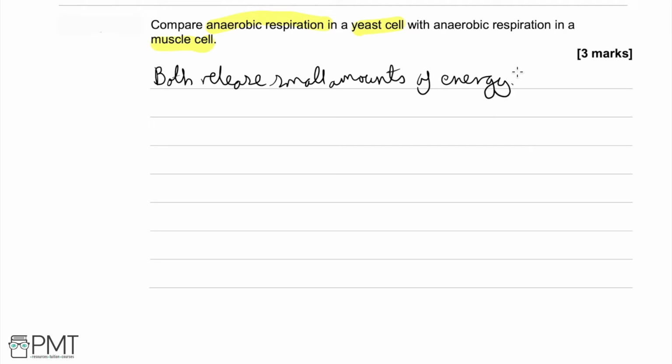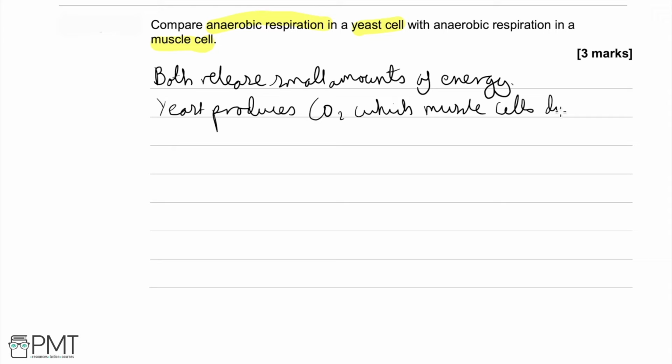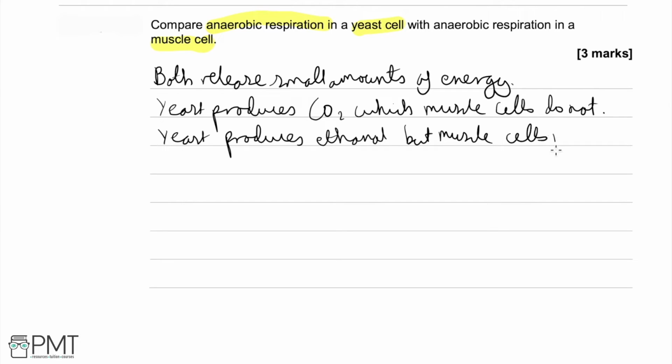Now let's move on to the differences between them. During this process in yeast, carbon dioxide is produced. This does not, however, occur in muscle cells. Another difference is the other products. In yeast cells, the anaerobic respiration process produces ethanol. This is often utilized in fermentation, such as in the production of beer and wine. However, in muscle cells, lactic acid is produced. This is the substance that causes muscle fatigue and makes your muscles hurt during exercise.